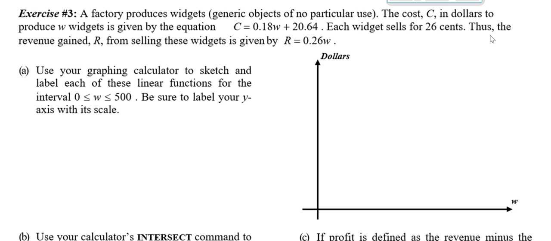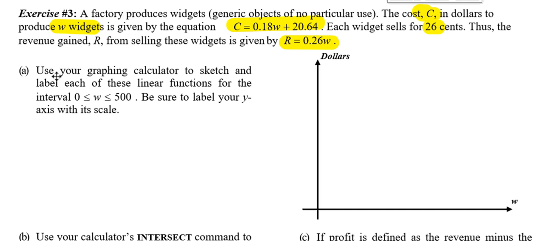It says a factory produces widgets, generic objects of no particular use. The cost C in dollars to produce W widgets is given by the equation C equals 0.18W plus 20.64. Each widget sells for 26 cents. Thus, the revenue gained from selling the widgets is given by R equals 0.26W. So this seems like a lot to just look at right now. We're just going to break it down.